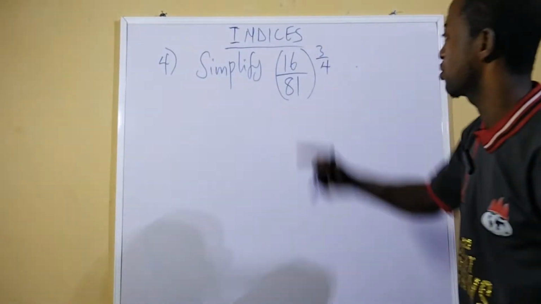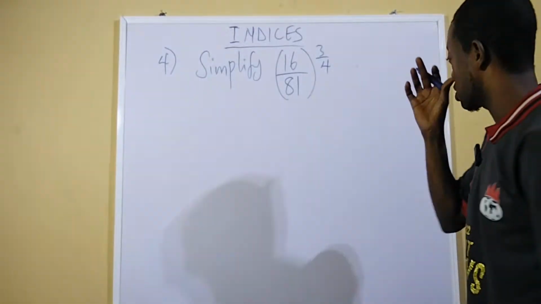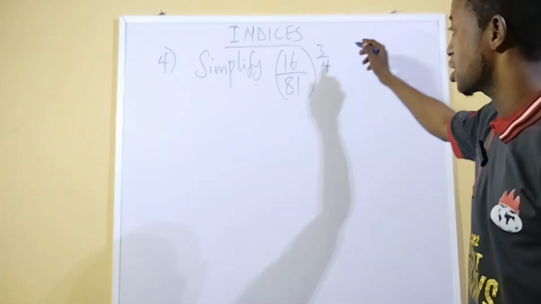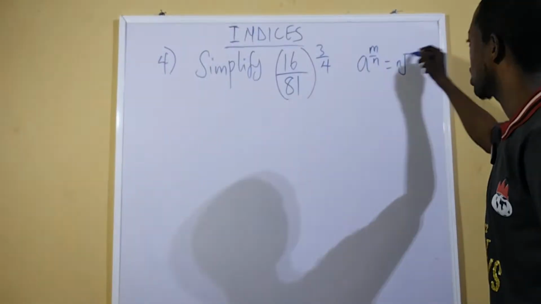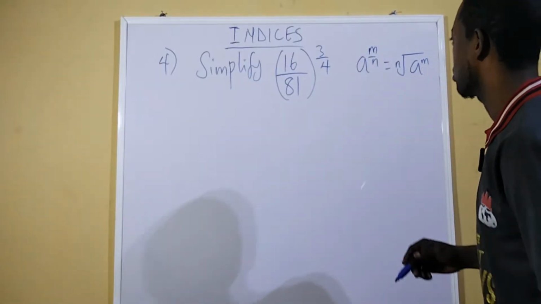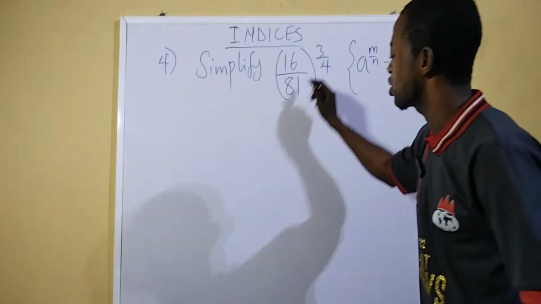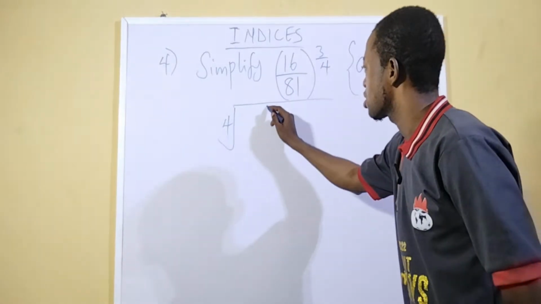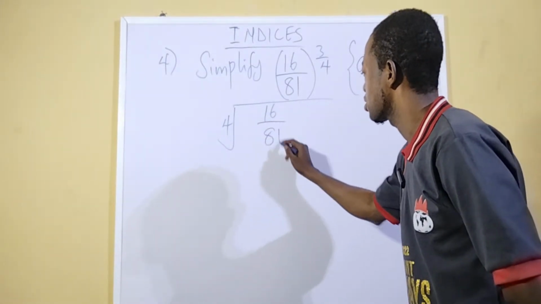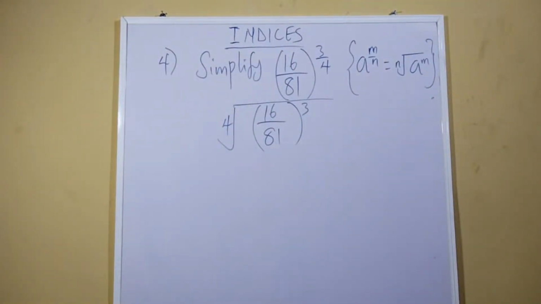Let's try and work with what is in the bracket. Actually, applying the law of indices for fractional index, a raised to power m over n is the same thing as the nth root of a raised to power m. See, this is what we need here. So that means the expression here is just like having the 4th root of 16 over 81 all raised to power 3. Okay, so when you interpret it that way, we have it.